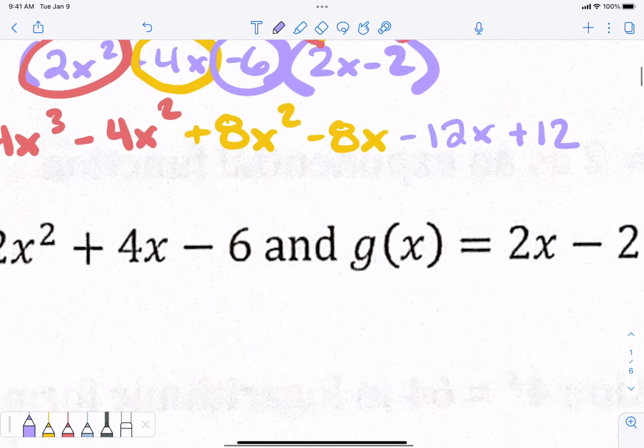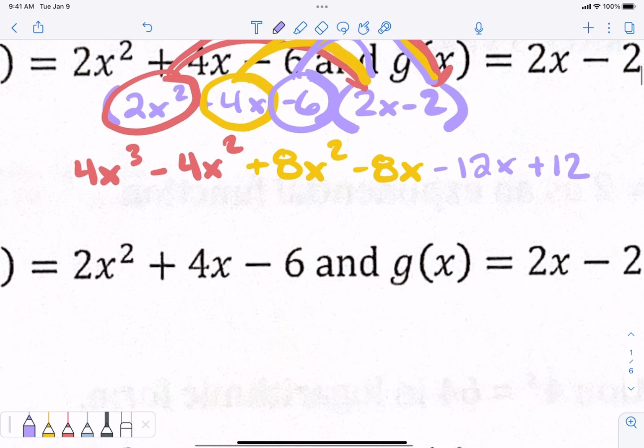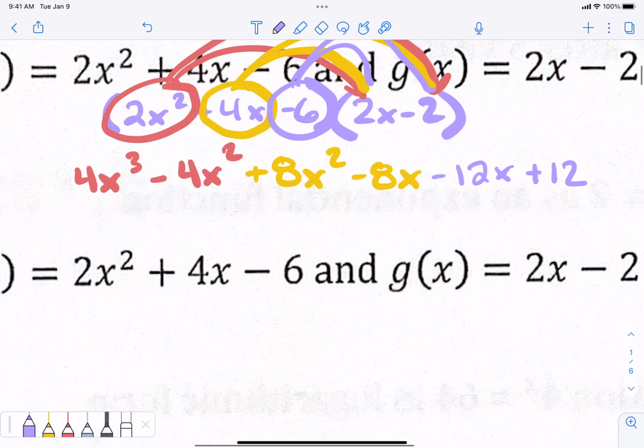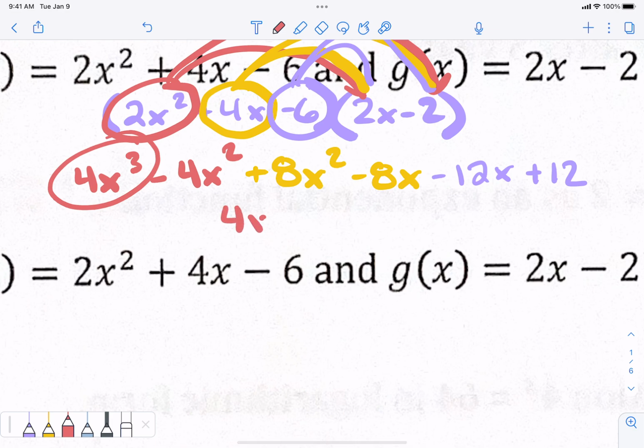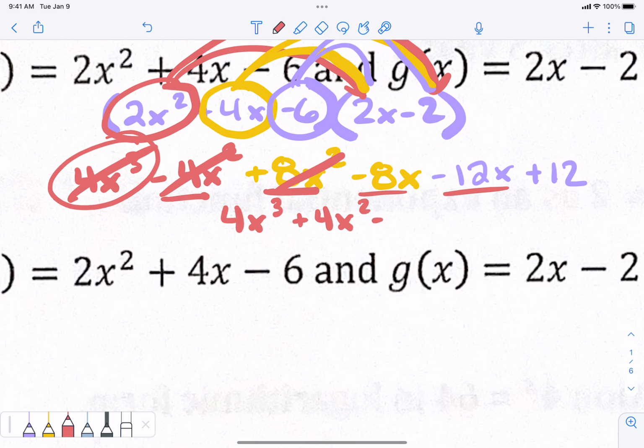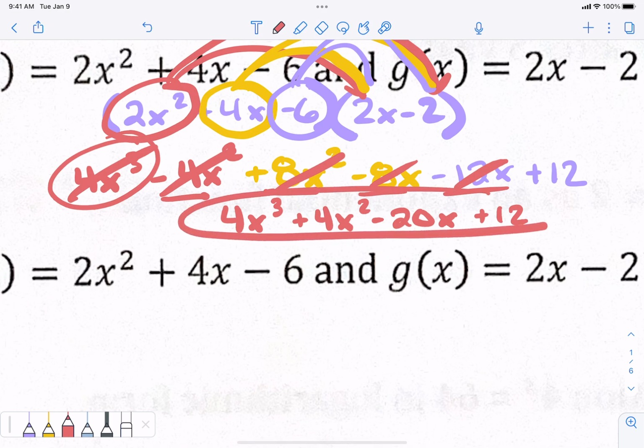Okay, almost done. I've got to combine like terms now. Okay, I can combine like terms. So I have x cubed. There's no other ones of those, so I'm just going to say 4x cubed. Cross him off. Okay, I do have two of the x squared parts, so I have negative 4 and positive 8. Plus 4x squared. Okay, minus 8x minus 12x. Minus 20x. And then plus 12. All done? Yep. That's it.